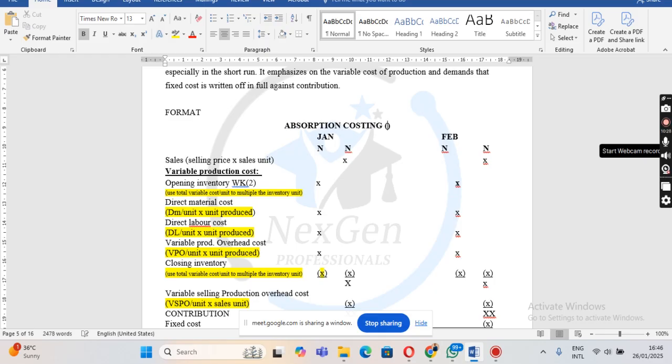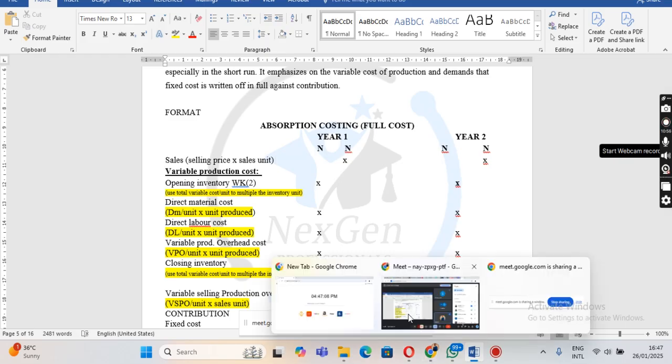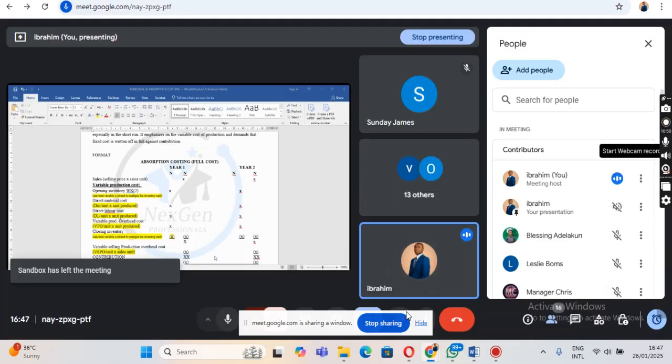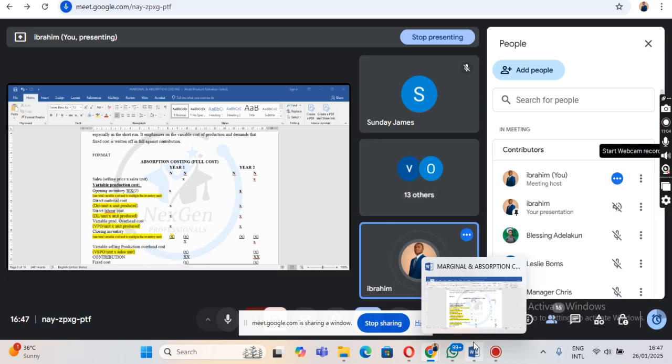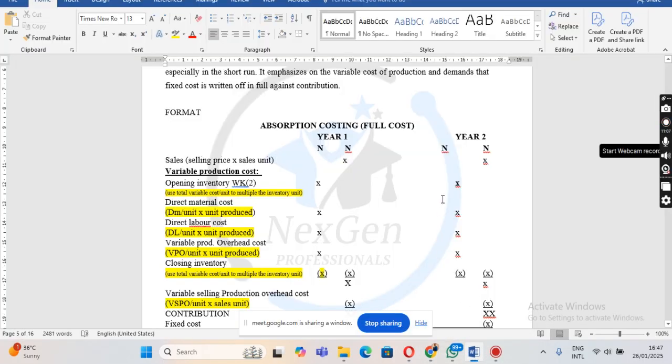It is what, class? It is what? Full cost. Put it as full cost, right? Then let's assume it is year one and year two, year one, as well as what? Year two, right? Now, if that is established, in every question you will still be given sometimes your selling price per unit, right? The selling price per unit times the sales unit. Sometimes you may be given the sales directly, right?